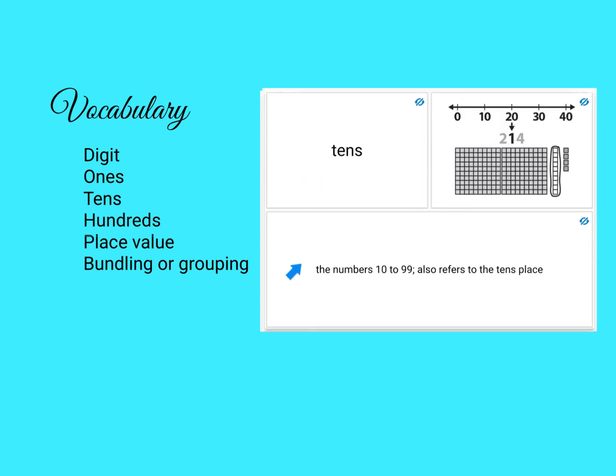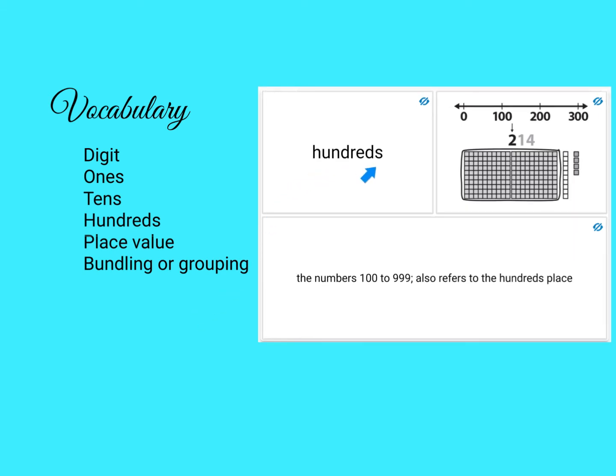Next we have the tens. The numbers 10 through 99 also refers to the tens place. So we have that tens place value right here. If we were to ask what's in the tens place value, we have the number 1, meaning we have one set of 10.